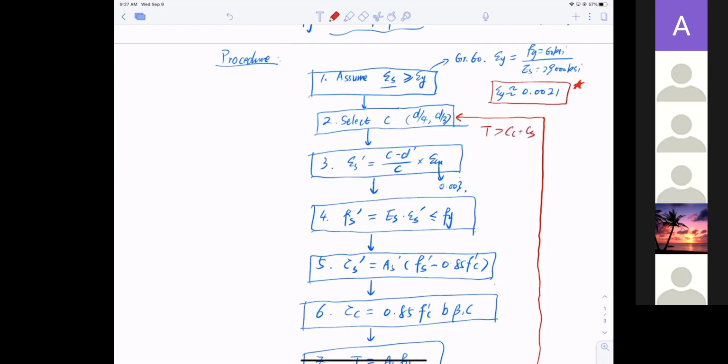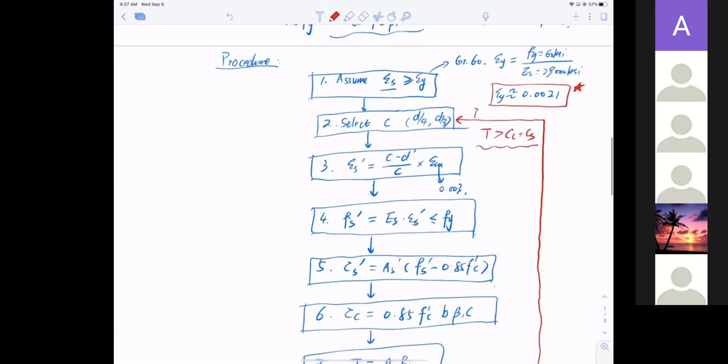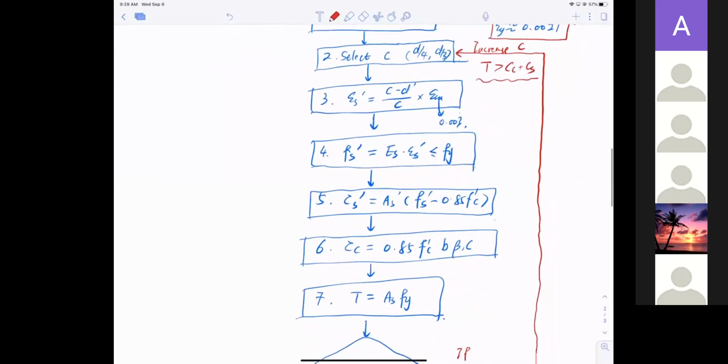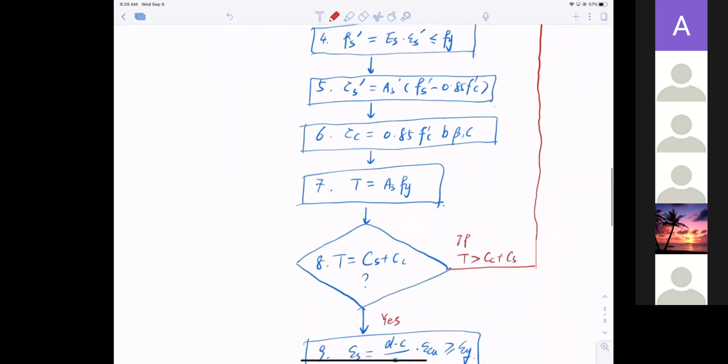In the case of tension greater than compression, I need more compression. Should I increase C or decrease C? You should increase it, because I want to have more compression. That's a great answer, thanks. So increase C, and go through the whole loop again, from step 2, 3, 4, 5, 6, 7, 8.